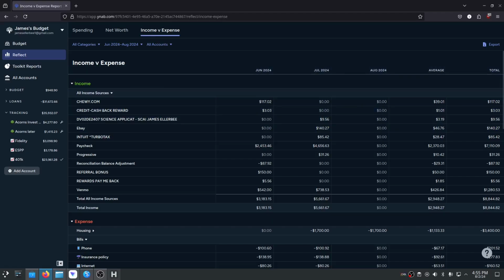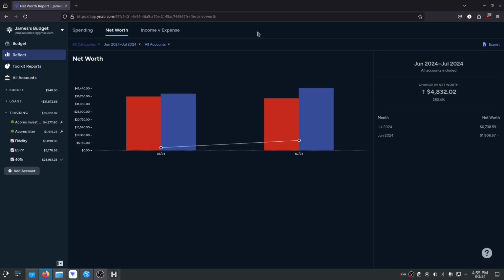And then what I think is the best built-in Reflect feature is the net worth graph. You can see a nice line between months, and you can see how your behaviors are affecting your net worth. I really like this graph, and it looks really nice. I like this one over the toolkit version.